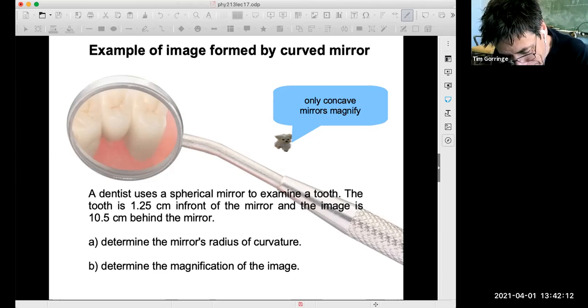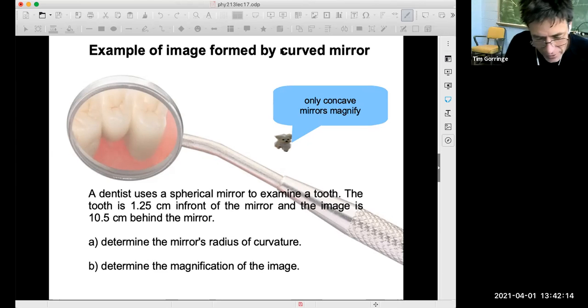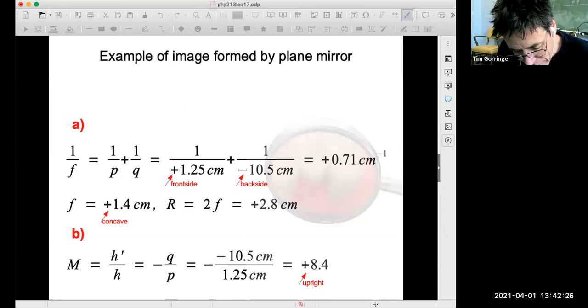I have a pet fear of dentists, and this question brings that up, but I'm going to push on anyway and just think of it as a physics problem. So let's solve this.